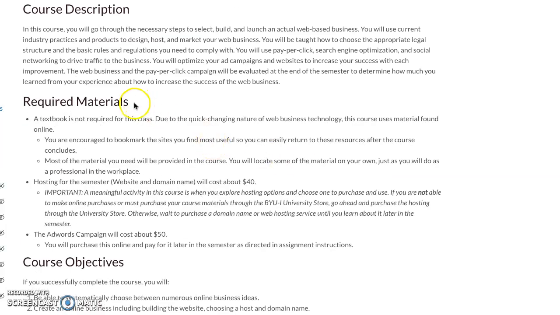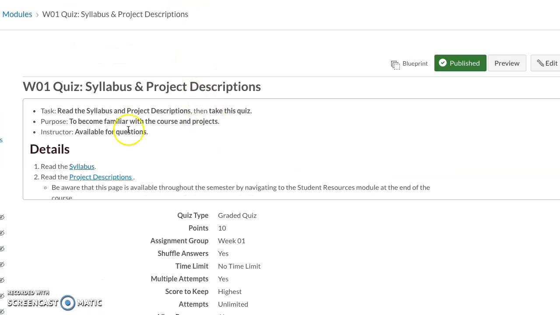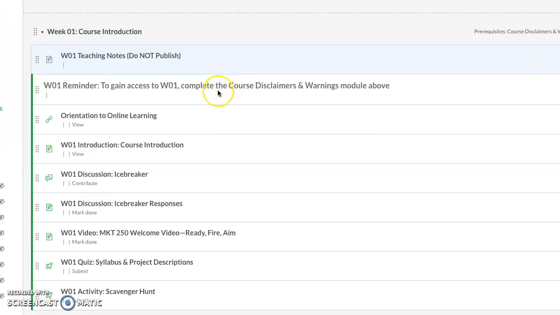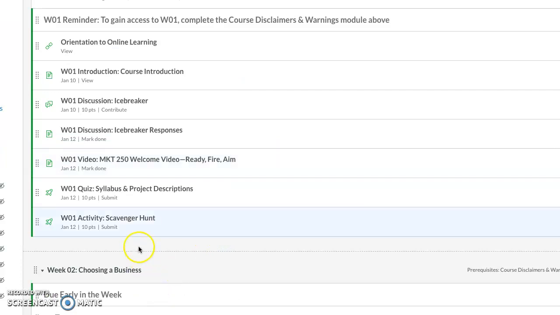So please reach out to me if you have any questions about that syllabus, any questions about the syllabus quiz. There's descriptions of each project to help you stay on top of that. And then the last assignment is the scavenger hunt. So that will be your week 1.